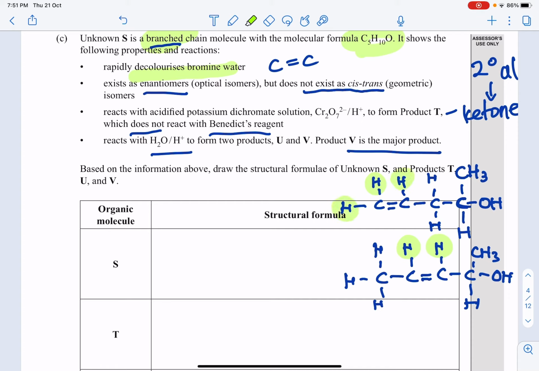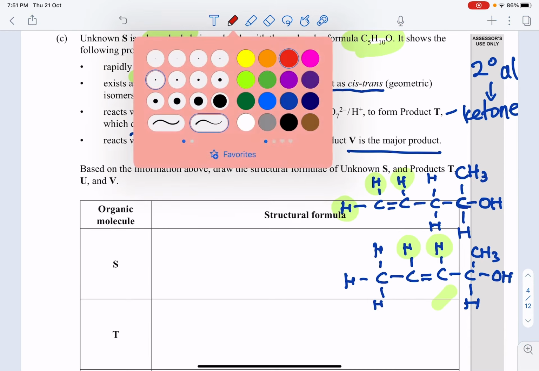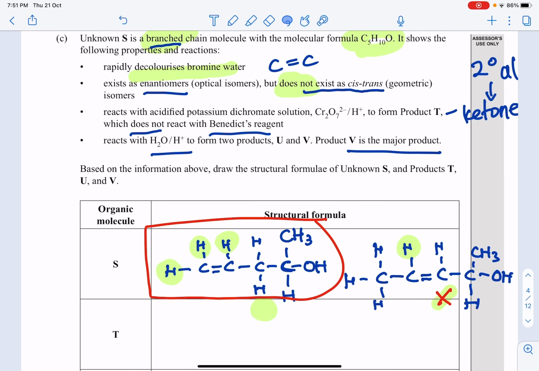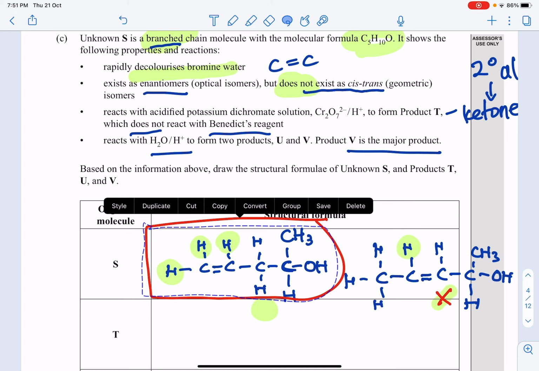So this compound shows that it does not. In other words, we can't choose the second one. So, unfortunately, this is not the answer. That means it narrows down to just this one as the answer for S. Once we get this as the answer for S, this one right here, I'm going to put it right here, for S.